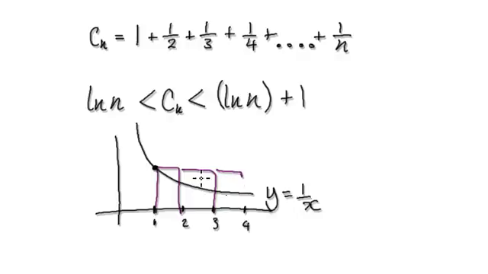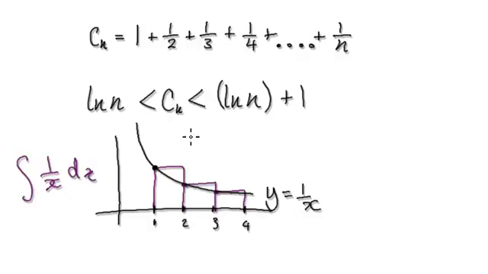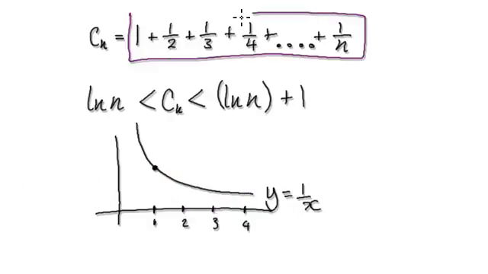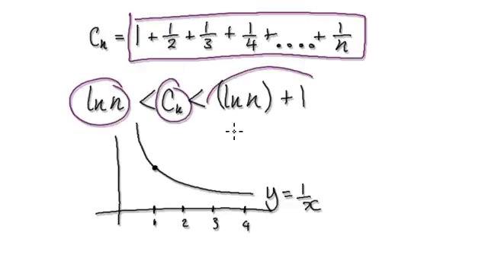All the rectangles here will be bigger than the integral of 1 over x dx. And this is just me reminding you. You should already know this. From here, you know that this thing here is trapped in between here and here.